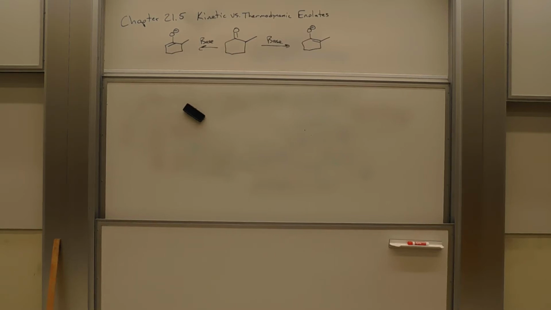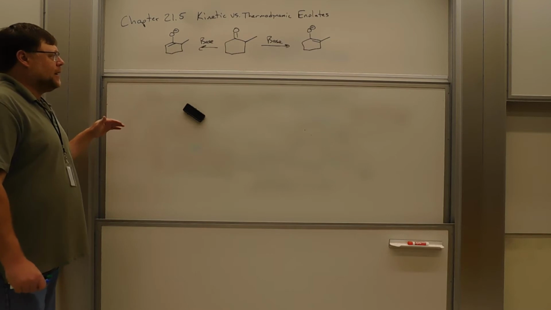Okay, now we've moved on to chapter 21.5. I'm going to separate 21.5 into several videos. The first one, I'm going to come back here and take a look at my book. The first one is going to concern kinetic versus thermodynamic enolates. I don't know if you heard that. 21.5 is going to be separated into several videos. The first one concerns kinetic versus thermodynamic enolates.